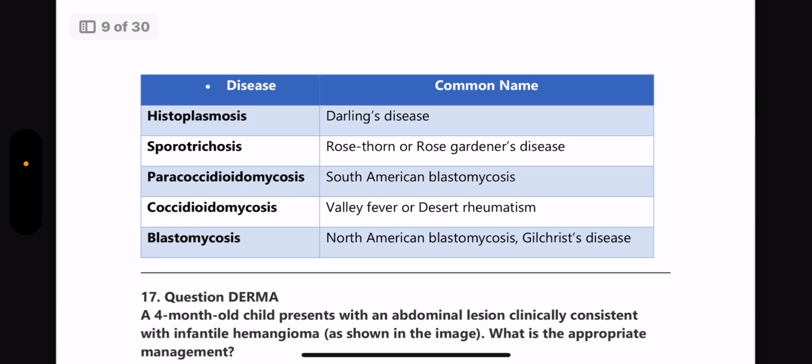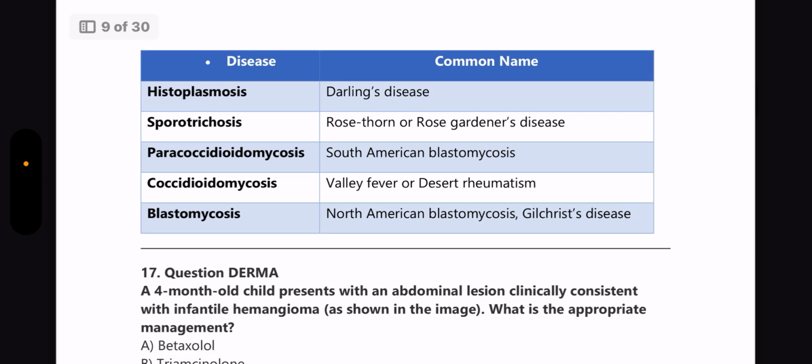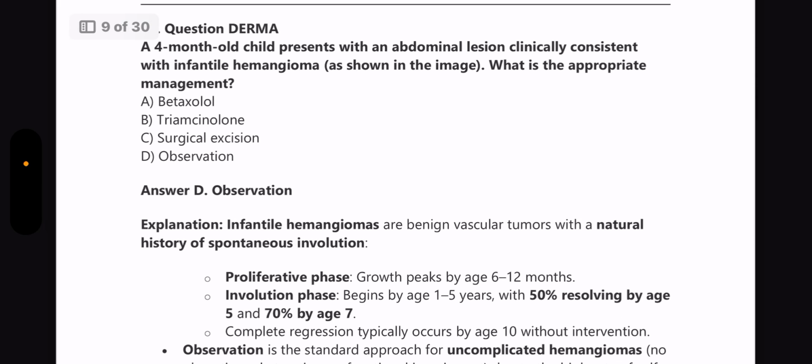So other diseases are histoplasmosis, which is also known as Darling's disease. Sporotrichosis is known as the rose thorn or rose gardener's disease. Paracoccidioidomycosis is the South American blastomycosis. Coccidioidomycosis is also known as desert rheumatism or valley fever, and blastomycosis is known as North American blastomycosis or Gilchrist disease. Next question from Derma. A 4-month-old child presents with an abdominal lesion, clinically significant with infantile hemangioma.